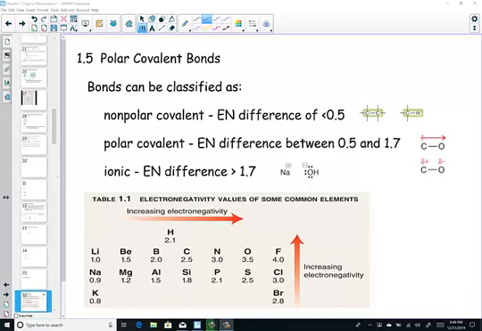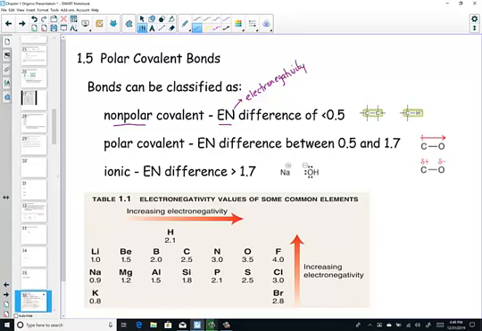Picking up with our lessons in Chapter 1 of Organic Chemistry, Section 5, called Polar Covalent Bonds. We understand bonds, a shared pair of electrons, can be one of several categories. It can be a non-polar covalent bond, where the electronegativity difference is less than 0.5. When you see me write EN, just know that that stands for electronegativity. And again, review from probably your first semester Gen Chem.